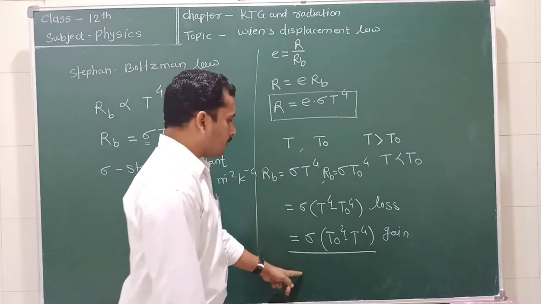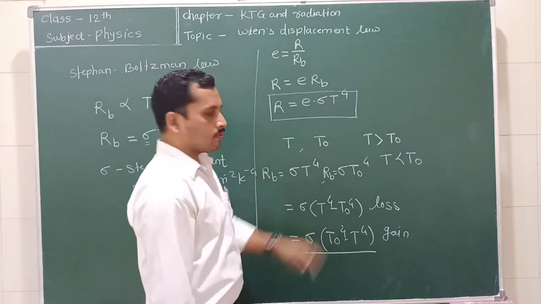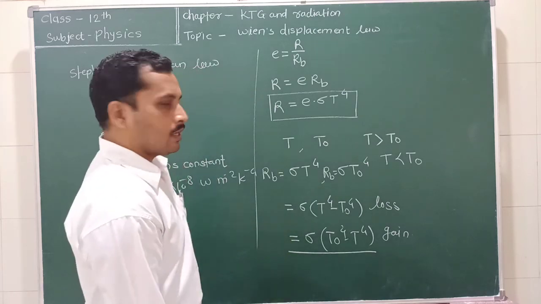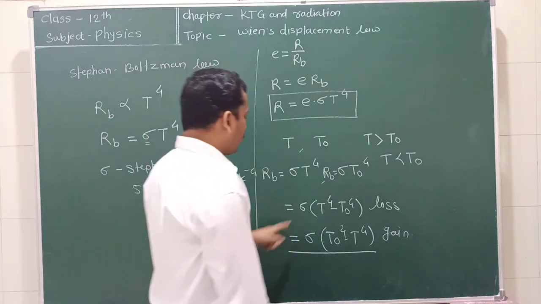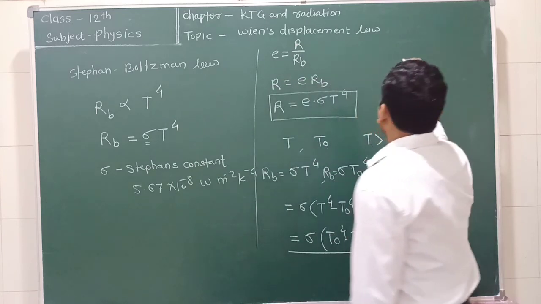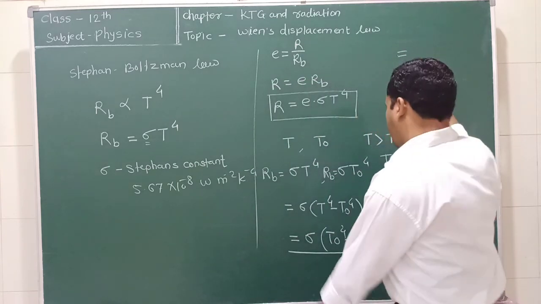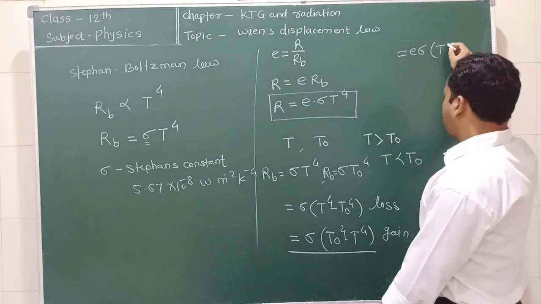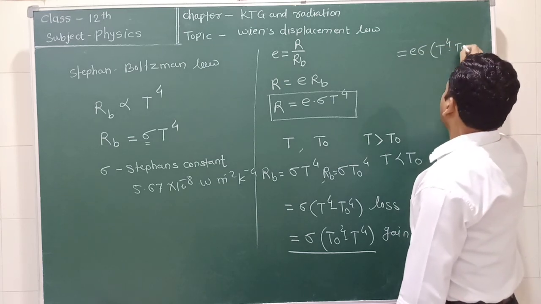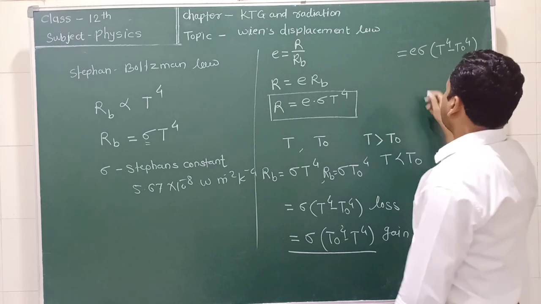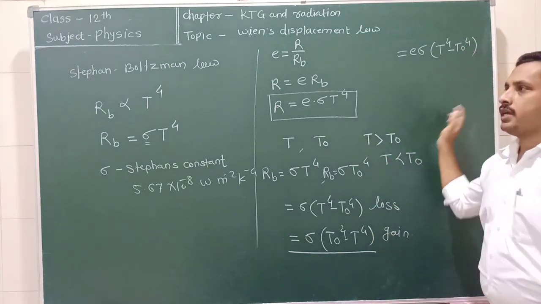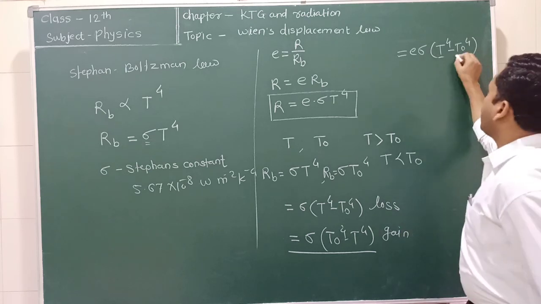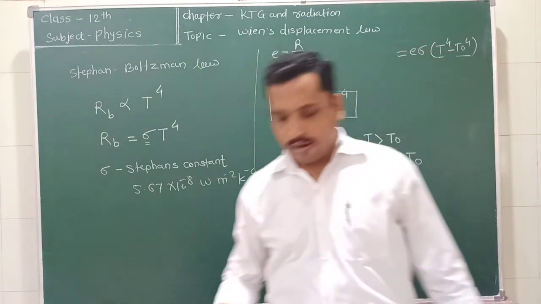So, this is the relation in terms of surrounding temperature for the perfectly black body. Then what about the ordinary body? For an ordinary body, we can represent this equation as energy loss or energy gain equal to E into sigma into T to the power 4 minus T0 to the power 4. So this is the relation for an ordinary body when we are given the absolute temperature of the body and the surrounding temperature.